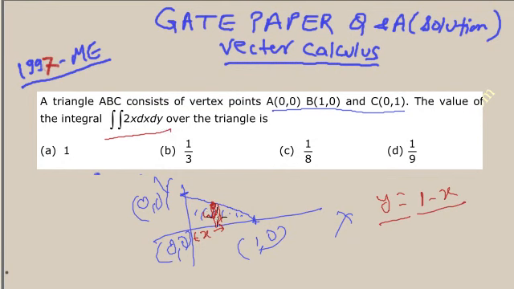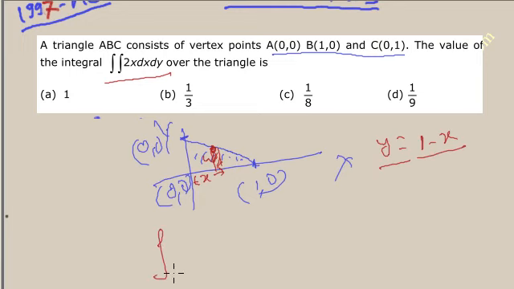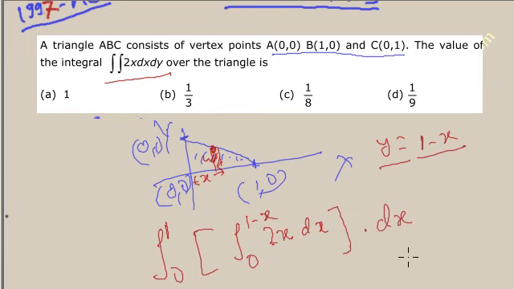For this strip, what is changing? Only y is changing, so you take dy first. So you can write it as the integration from 0 to 1 of, first integrating y from 0 to 1 minus x, 2x dy, and then integrate with respect to x.